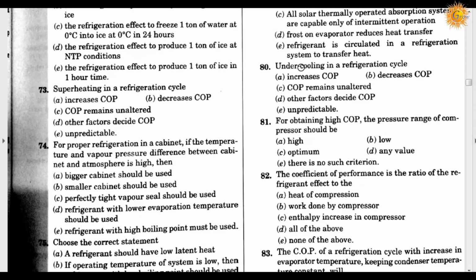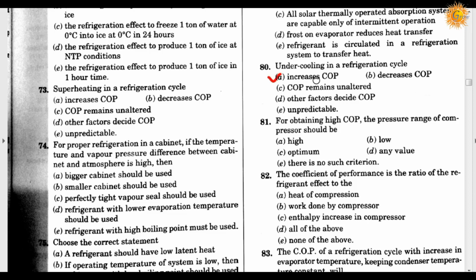Question 80. Undercooling in a refrigeration cycle: option A, increases COP, option B, decreases COP, option C, COP remains unaltered, option D, other factors decide COP, option E is unpredictable. So the correct answer is A, it will increase COP.